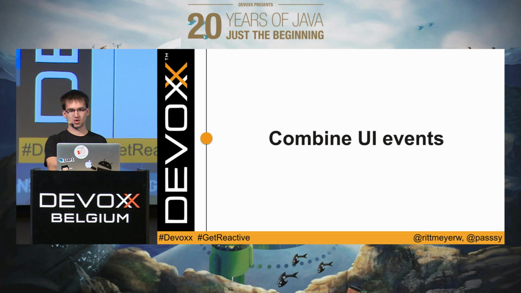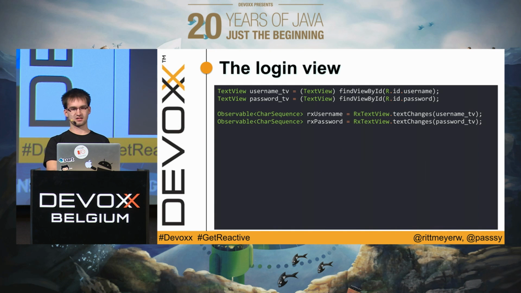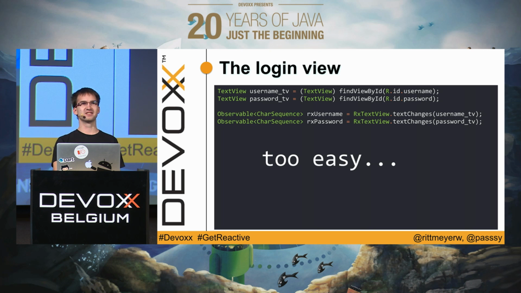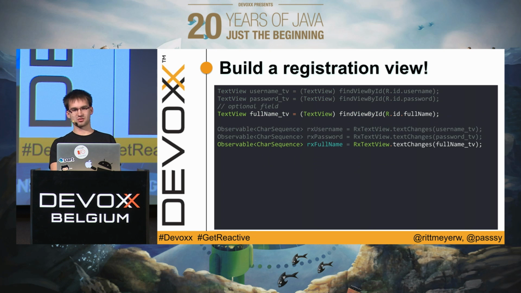Okay, combining UI events. This is an example of a login view. Everyone uses examples of login views. That's why I don't use it. It's too easy, and whenever I see examples of login views, it's too easy for me. And it doesn't fit. So I built a registration view. A registration view is a little bit more complex because it may have optional fields. For example, here the user can provide a username and a password and a full name if he wants to.